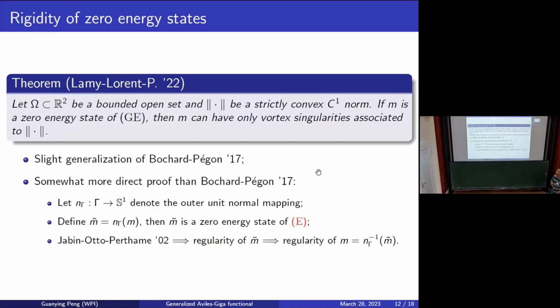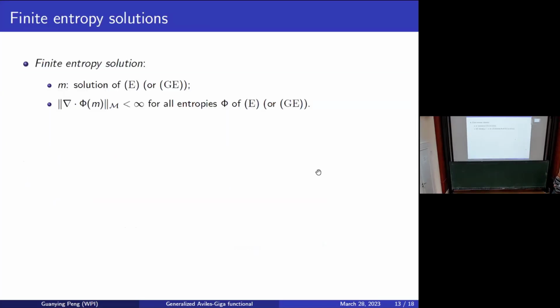If you have more regularity for this C1 curve, then N gamma has higher regularity. M tilde always has the best possible regularity, and depending on the regularity of N gamma, you can get higher regularity for M, just as you wish. Okay, so for the remainder of the time, I will focus on discussing finite entropy solutions for the generalized Eikonal equation. Let me just recall quickly what we mean by finite entropy solutions.